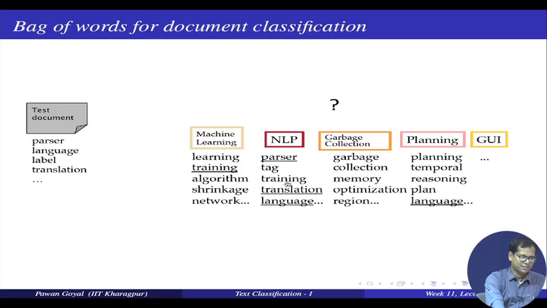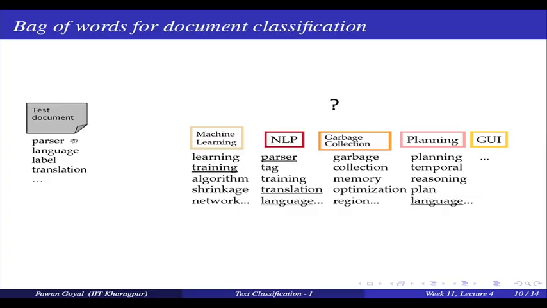Similarly here, parser, tag, training, translation, language, these are all the words that occur in the document, and the document is assigned the category of NLP, and so on for all these documents. Now what is your task? There will be some data that is already labeled with these classes. At test time you will get a document, but you do not know what its class is. For example, at test time you get a document with the words parser, language, label, translation, and you do not know its class among all these possible categories.